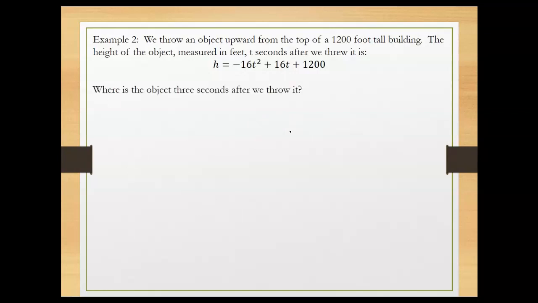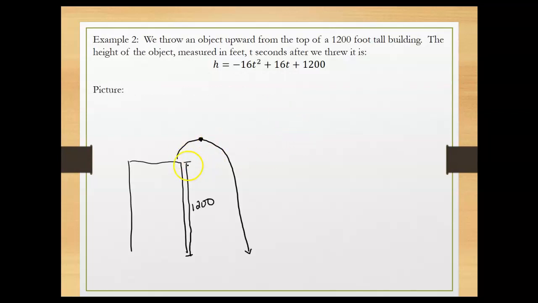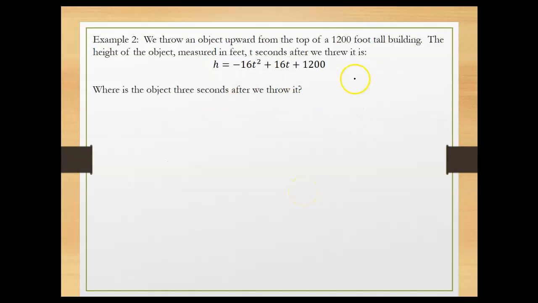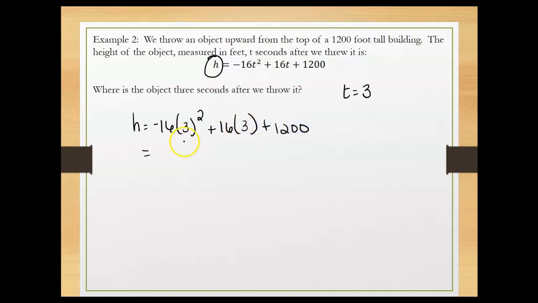It says, where is the object 3 seconds after we throw it? So remember, we've got this picture here that shows us we're throwing it up in the air and then it's going to come back down. What that's telling me in this case is the time in seconds is 3. It's giving me the time. And it's asking for the height. When that happens, I can just substitute straight into the equation. I replace the time with 3 seconds because I now know that it's 3 seconds.